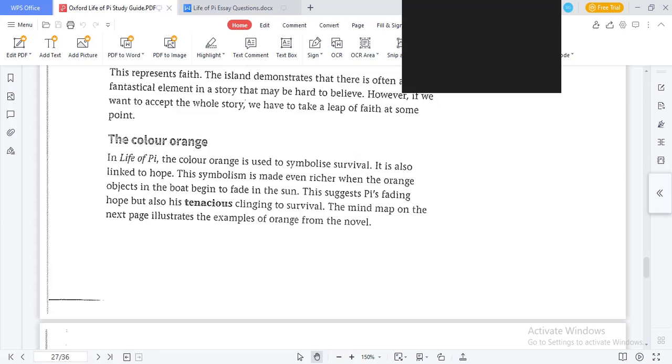Okay, fine. It is also linked to hope. This symbolism is made even richer when the orange objects in the boat begin to fade in the sun. Have you ever been in life, I guess? Let's say you like a car, let's use a Mini Cooper. You like it. The next thing you do is you see Mini Coopers everywhere on the road. That kind of thing is when you start recognizing things. So what now happens with the color orange, suddenly it pops up everywhere on the boat.